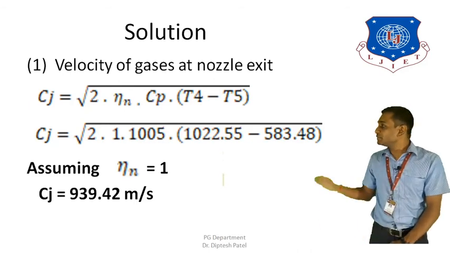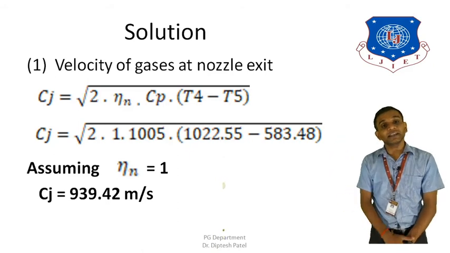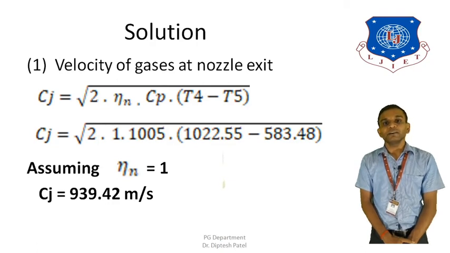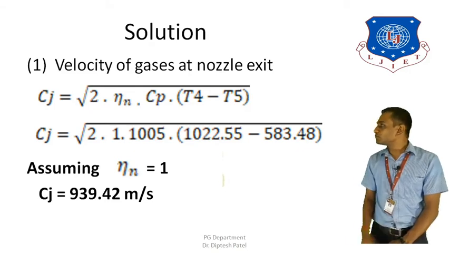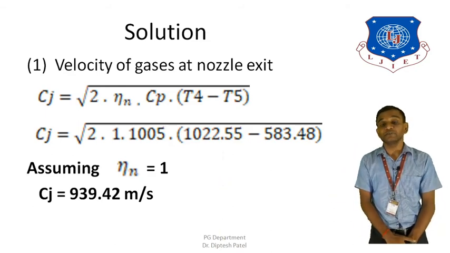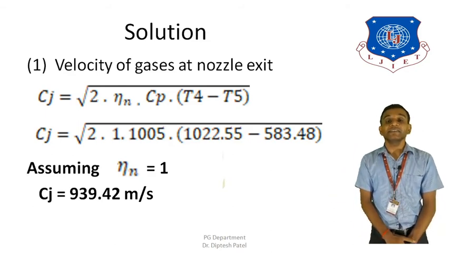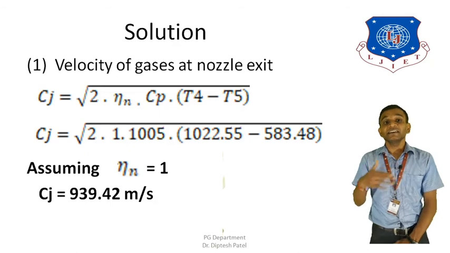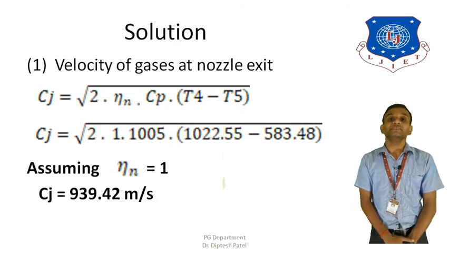So let's put the values in the equation, and that would be Cj is equal to under root of 2 into 1 into 1005 into (1022.55 minus 583.48). After going through the calculation, I get the first answer of this numerical, and that is Cj, which is equal to 939.42 meter per second. So that is the value for Cj.